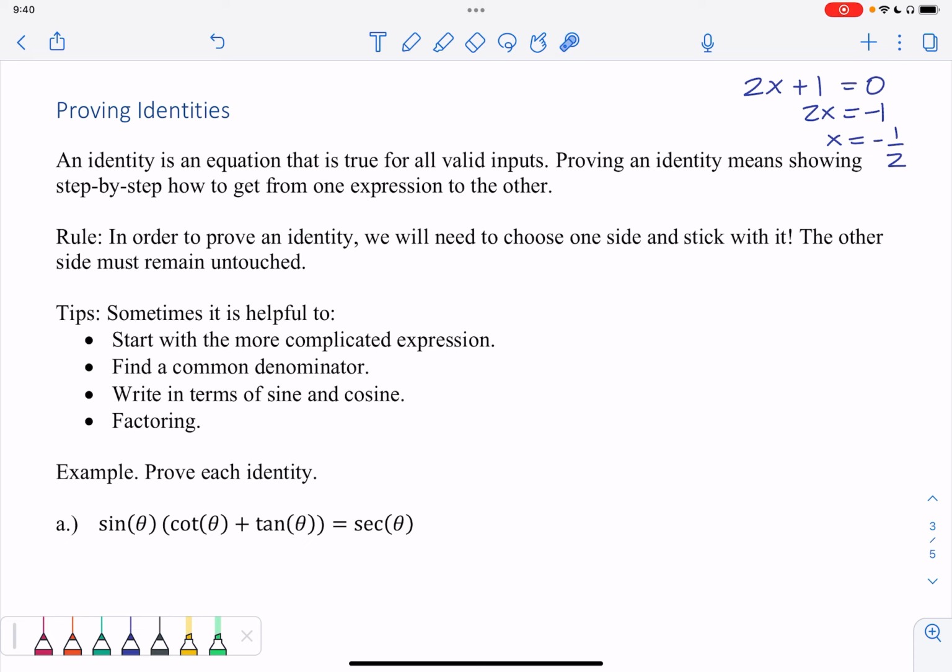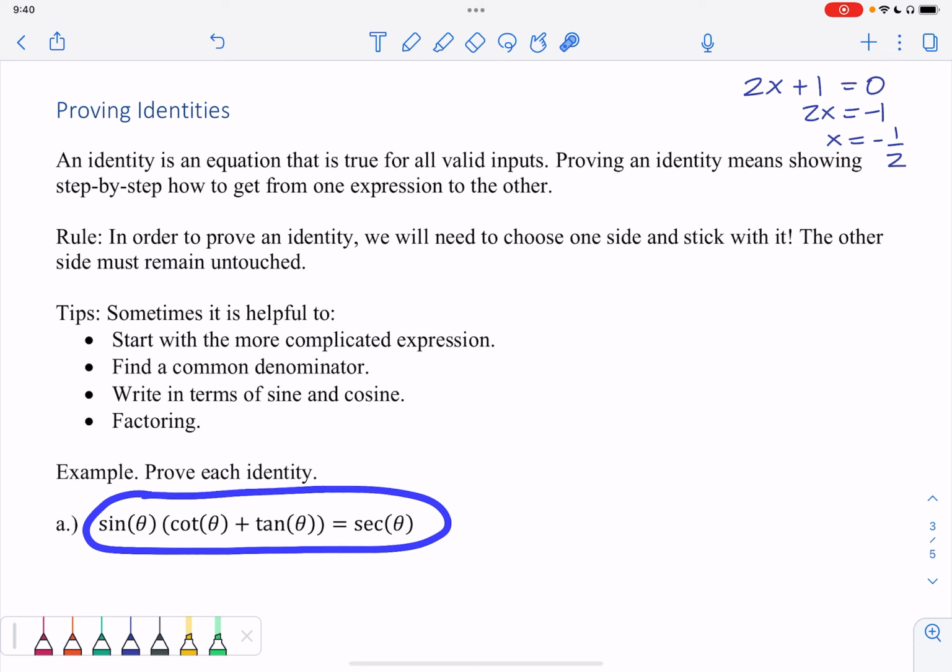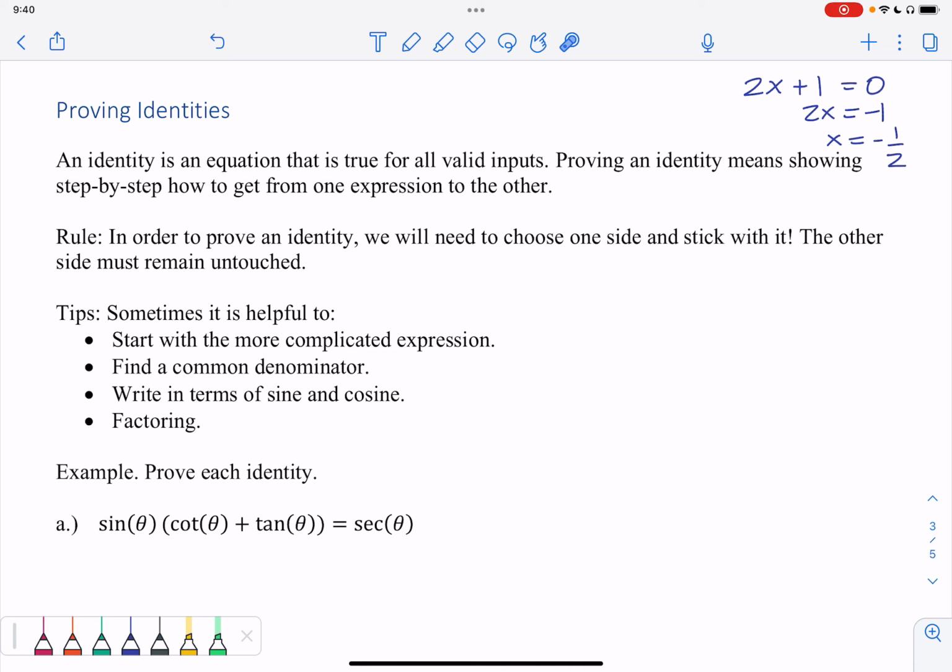So just looking at this example we're going to get to, it's going to say prove this identity. This is saying this is true for every angle theta that is allowed in the domains, right, of these trigonometric functions. So proving an identity means showing step by step how to get from one expression to the other.